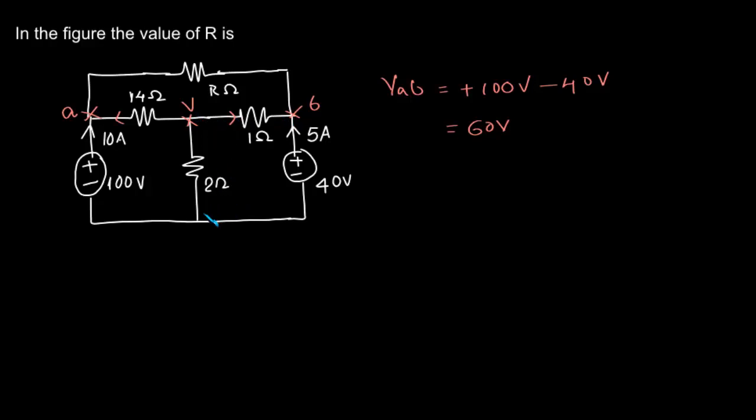Now we will see what is the current here and here. For that we will write the KCL at this node. There is V by 2 current flowing downwards, plus (V minus 40) by 1, plus (V minus 100) by 14, equal to 0. Solving this, we will get V equal to 30 volts.